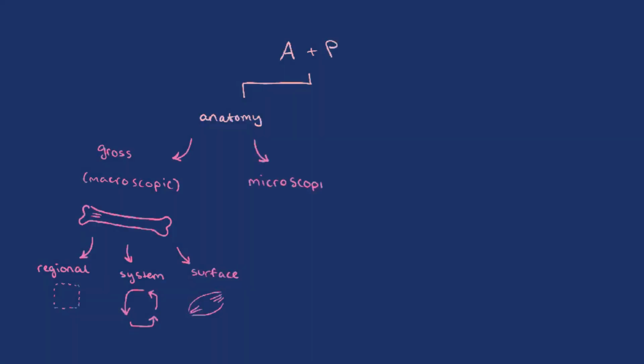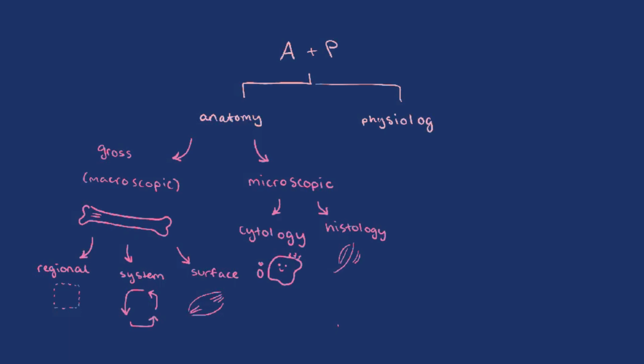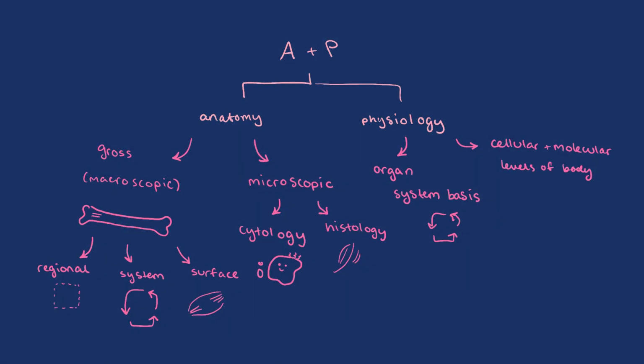Then you've got microscopic anatomy, so that deals with structures that are too small to be seen by the naked eye. So that's cytology, which is the study of cells, and then histology, which is the study of tissues. And then on physiology, we don't really have as clear subdivisions, but it's based on organ systems. So you've got renal, cardiovascular, nervous, all those sort of organ systems and how they work, what they function to do. And then it also often focuses on the cellular and molecular levels of the body. So it looks at chemical reactions and basic physical principles and chemicals and all that sort of stuff.